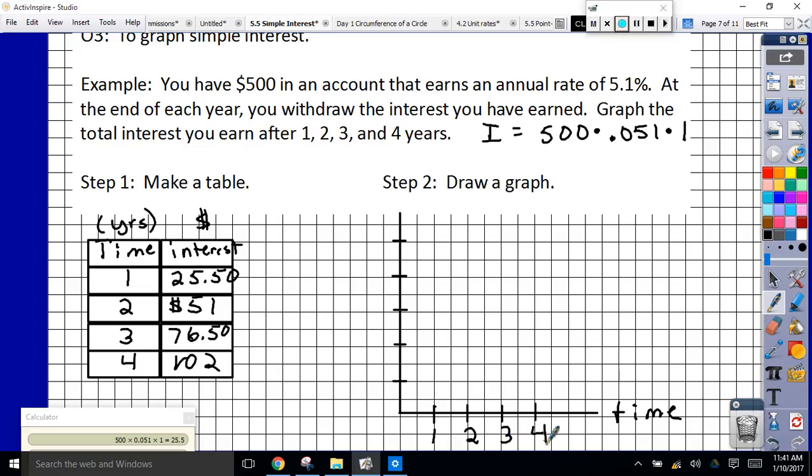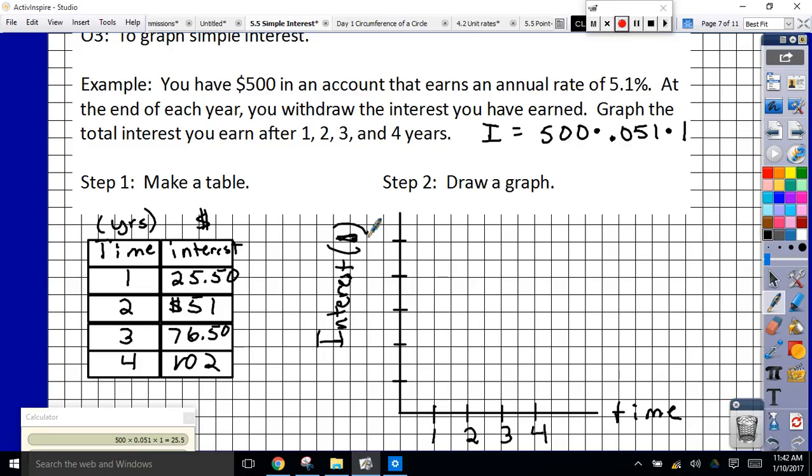Now I have to decide on my scale for the y-axis. The y-axis is going to represent interest in dollars. But I can't go by ones, obviously, because I go from $25.50 all the way up to $102. What kind of scale could I use on the y-axis?